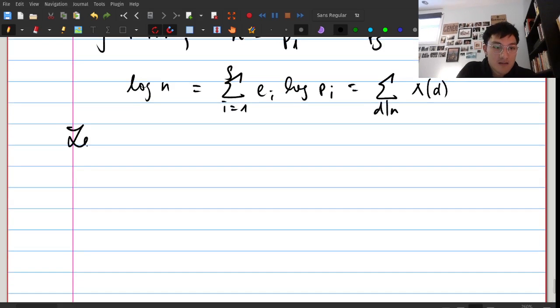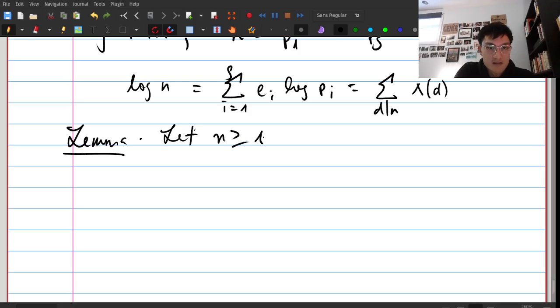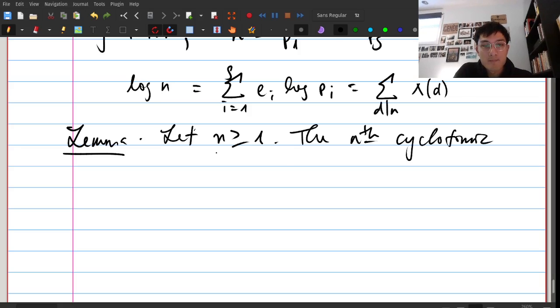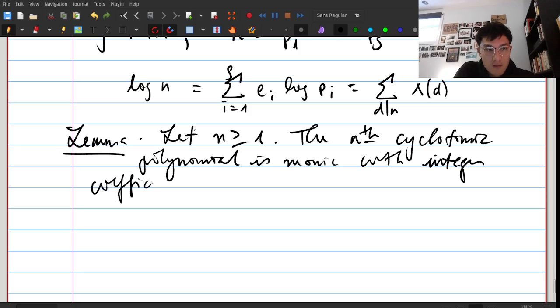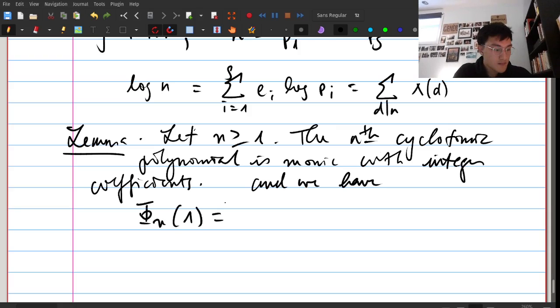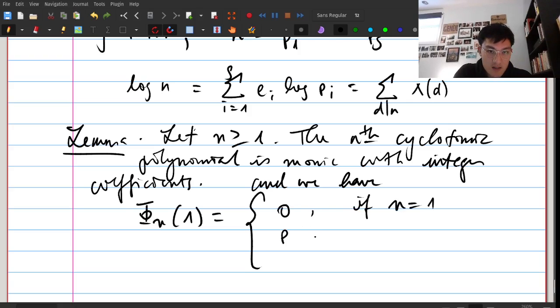This is more of a proposition than a lemma. It's just basic properties, not towards proving any specific theorem. If n is greater than 1, the nth cyclotomic polynomial is monic with integer coefficients, which we also saw in our examples but haven't proved yet. And we have phi_n of 1 equal to, in three cases: 0 if n equals 1, that's just the special case; p if n is p to the k, a prime power, where p is prime and k is an integer; and 1 otherwise.